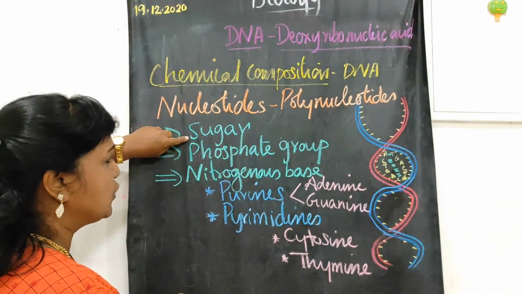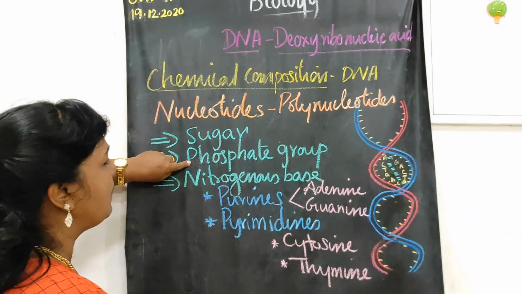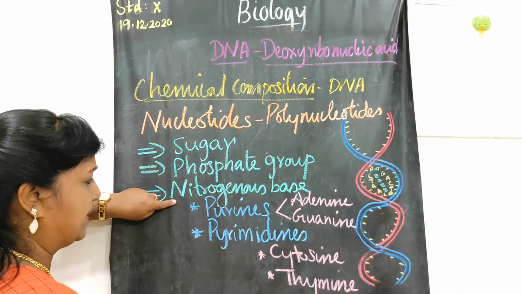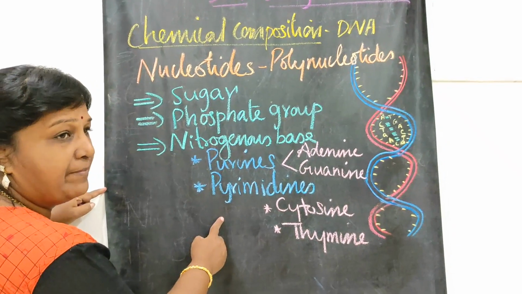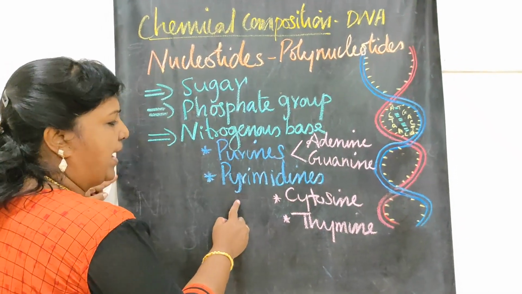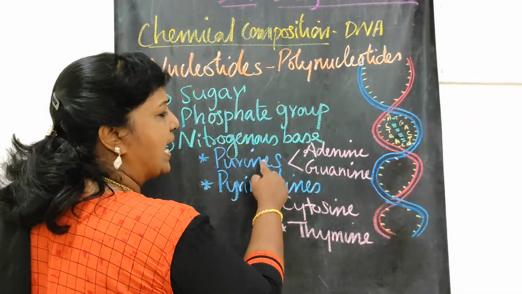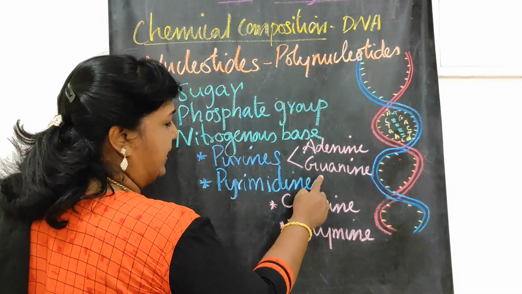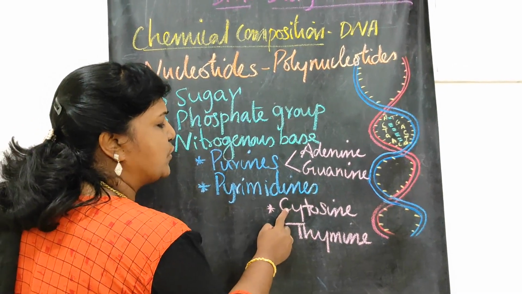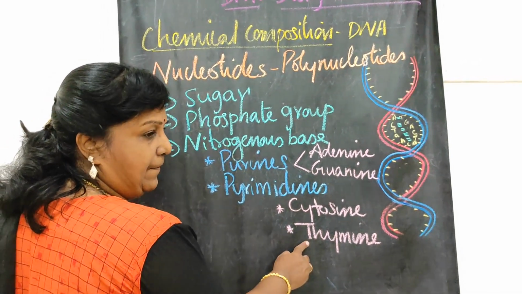So the nucleotides are formed of sugar molecule, phosphate group, and nitrogenous base. The nitrogenous bases are purines and pyrimidines. The purines are adenine and guanine. The pyrimidines are cytosine and thymine.